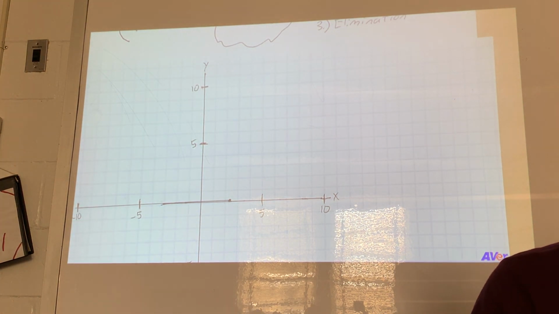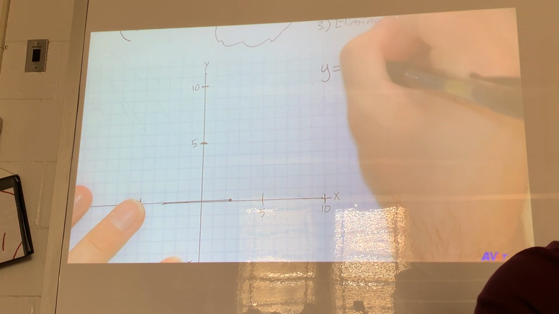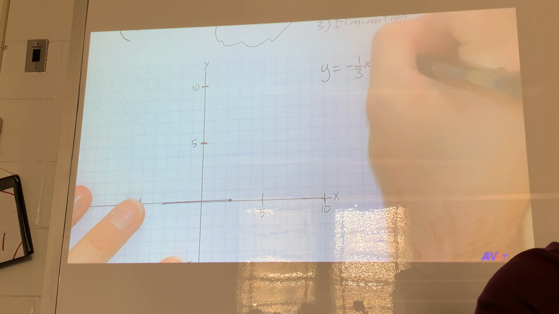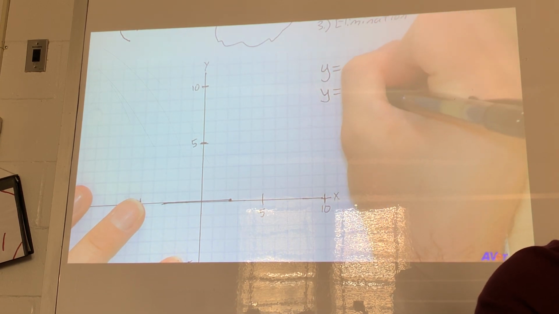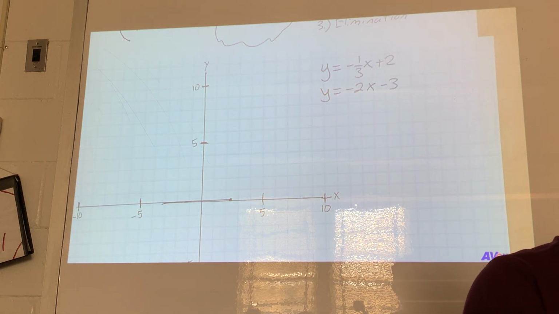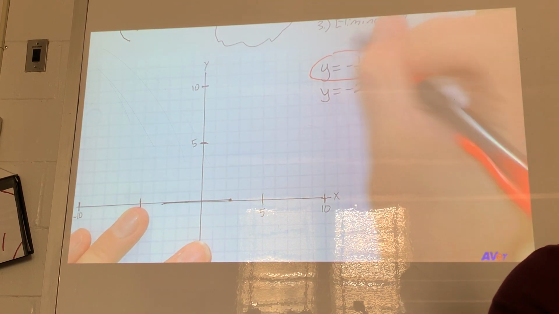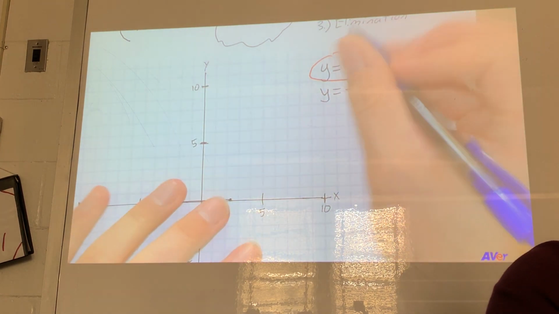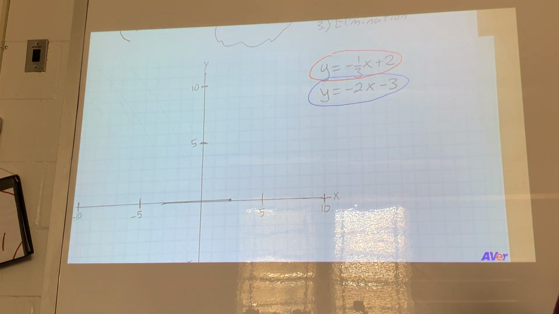Okay, so the first equation is y equals negative 1/3 x plus 2, and the second one was y equals negative 2x minus 3. I'm gonna graph the first one in red. If you want to use colored pencils or highlighters, that's fine. Just make sure you do it in pencil first in case you make a mistake, that way you can erase. And then once we're finished, you can shade it in, right?